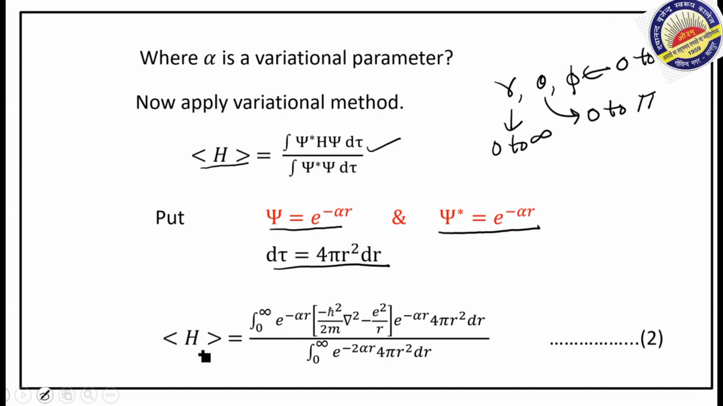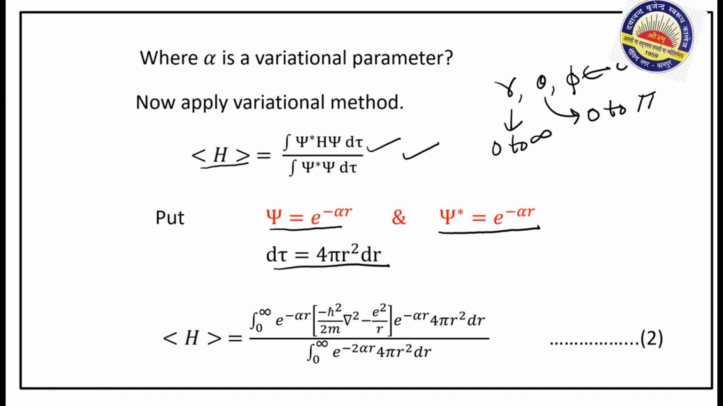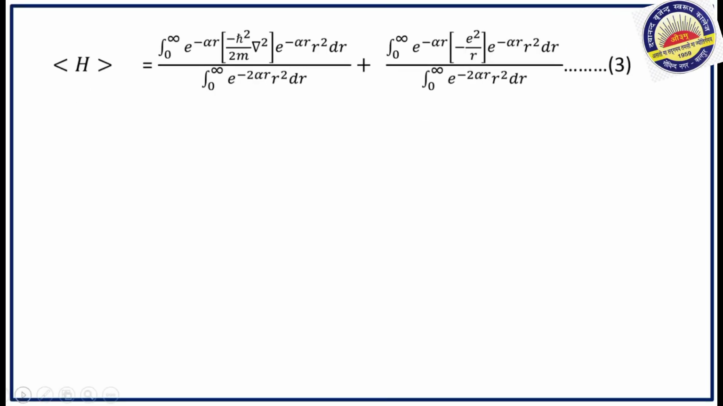So putting in this equation, psi is e to the power minus alpha r and capital H is equal to minus h cut squared by 2m del squared minus e squared by r, acting on e to the power minus alpha r, 4 pi r squared dr, upon integral psi star psi, e to the power minus 2 alpha r, 4 pi r squared dr. 4 pi is cancelled in numerator and denominator, and separating these two terms, you will get this.